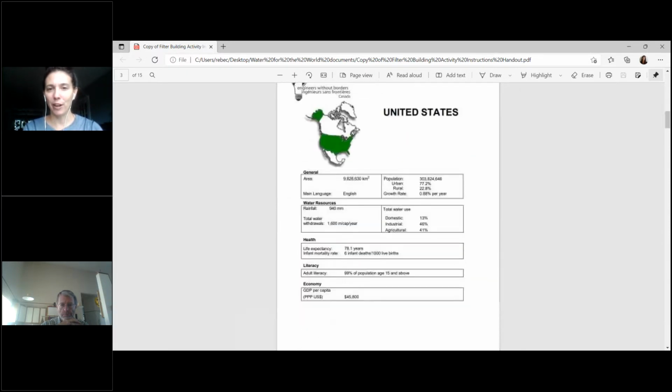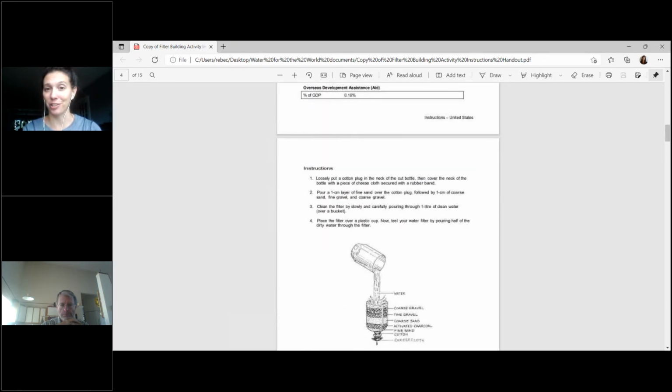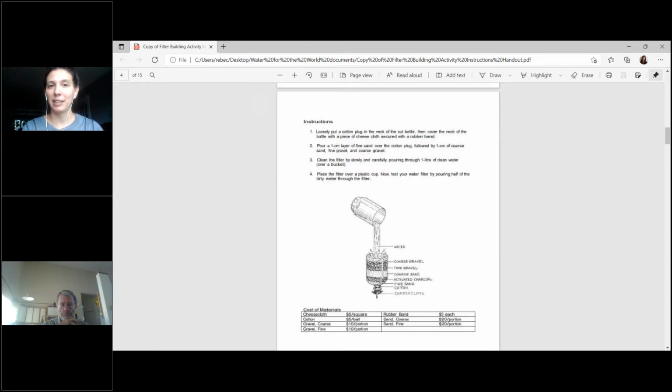And the other fun aspect to this activity is in the instructions. The GDP comes into play with the amount of money they get, but the other thing that comes into play is the literacy rate of the country. For countries that have higher literacy rates, they get really clear instructions.